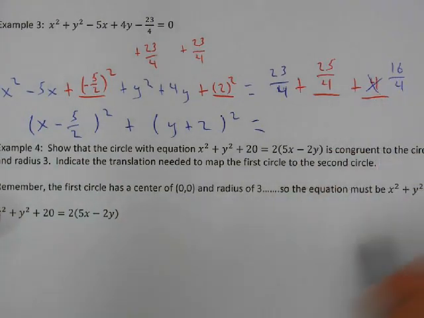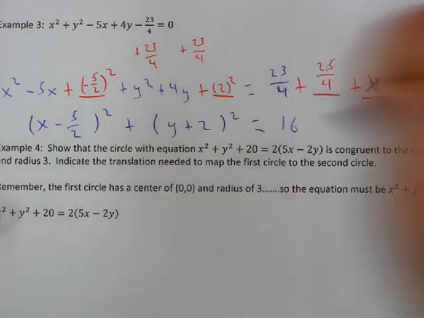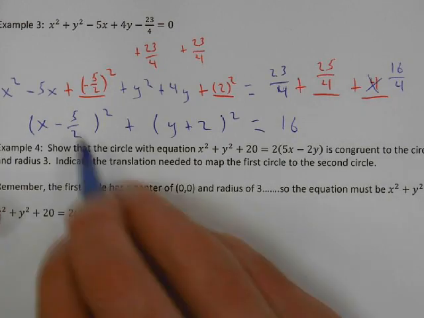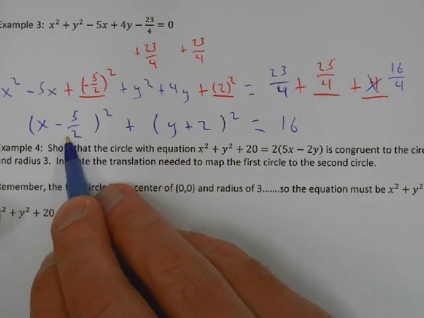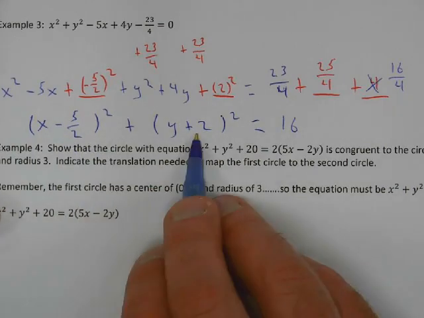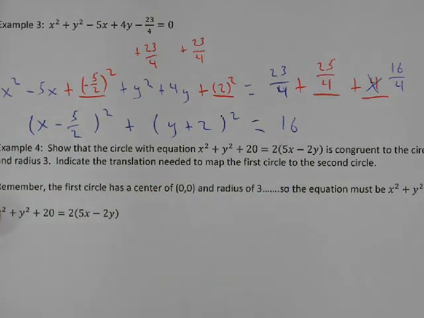Divided by 4 gives us just 16, so that worked out nice, came out to be a whole number. In fact, it's also a perfect square. So now I can see that my center is going to be a positive 5 over 2, comma, negative 2. So that's 5 over 2 is just 2.5. So 2.5, comma, negative 2 with a radius of 4.